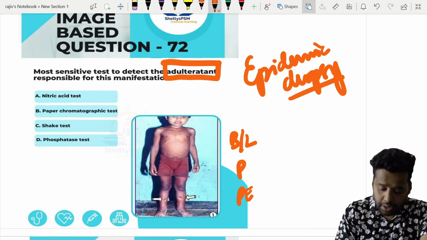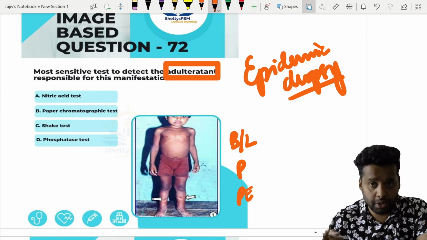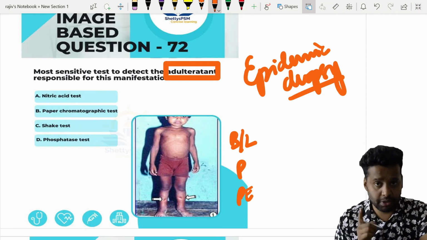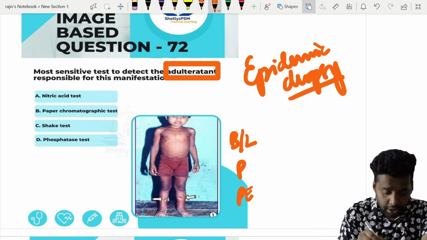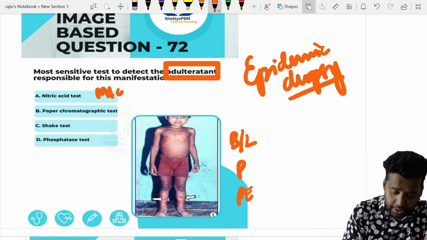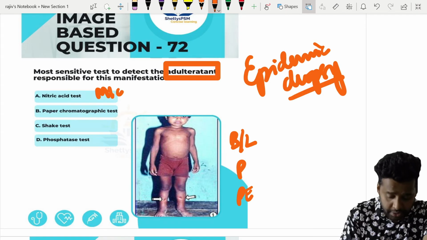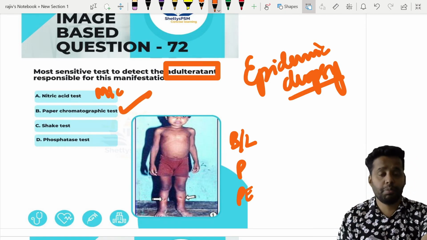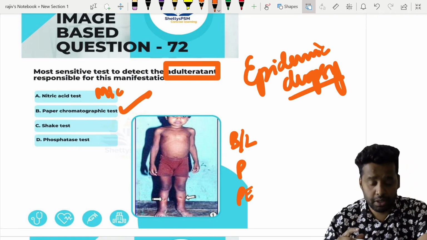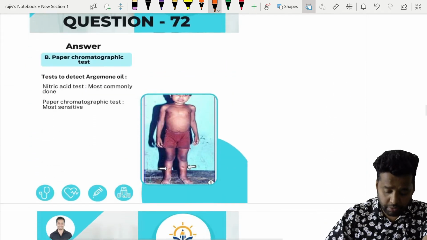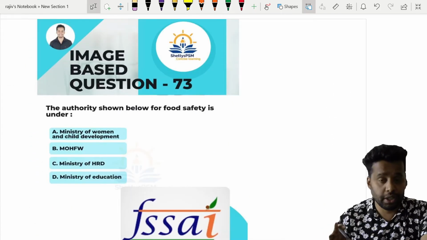What is the test done to check argemone? My question is not most commonly done test. My question is most sensitive test. Most commonly done is nitric acid test, but most sensitive is PCT, paper chromatographic test. Paper chromatography test is the most sensitive test to detect argemone.